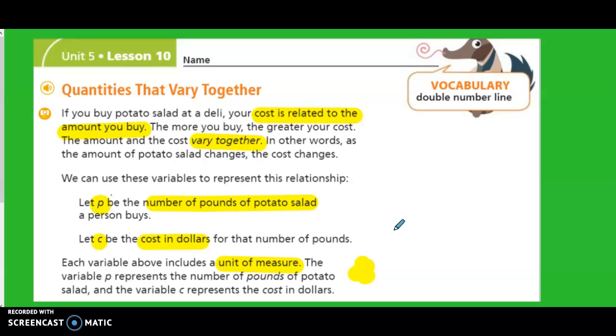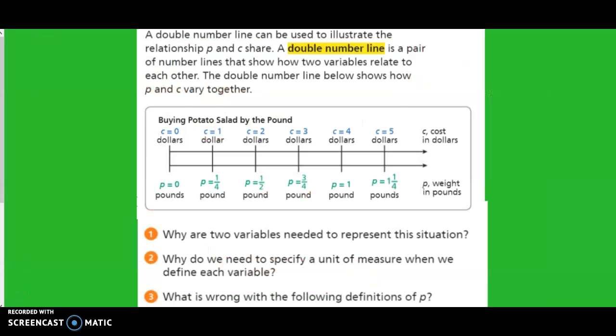Each variable above includes a unit of measure. That's important as well. How are these things being counted or weighed or measured? What's the label for that topic? The variable P represents the number of pounds of potato salad, pounds being the unit of measure, and C represents the cost in dollars, dollars being the unit of measure. So let's continue on with this situation.